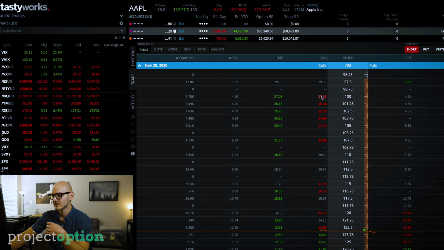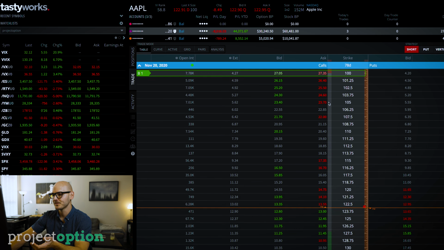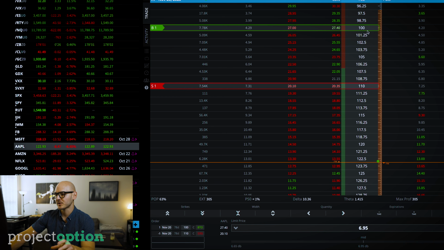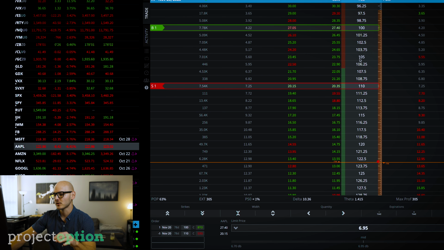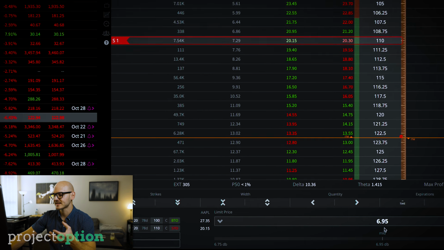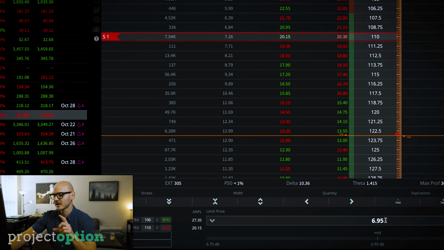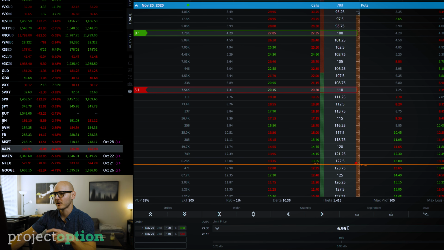If I queue up an order to purchase the 100 call and then short the 110 call, we can see that this call spread is fully in the money, because this is the 100-110 bull call spread, and Apple is currently at $123. But we can see that the spread's price itself is $6.95, and the most that this spread could be worth at expiration is $10. So let's look at the 100-110 call spread in a much shorter term expiration cycle and see if the spread price is higher or lower than $7.